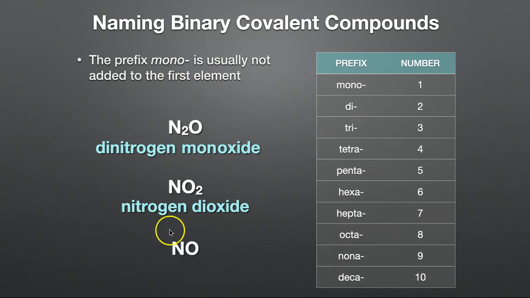So, keeping that exception in mind, how would you name NO? Well, the name would be nitrogen monoxide, because again, this exception applies to the first element, not the second one. So we leave off the mono from the nitrogen, but we keep it in front of the oxygen. And you'll notice that our second element is oxygen in this case, and it ends in -ide, oxide. The first element does not end in "ide."